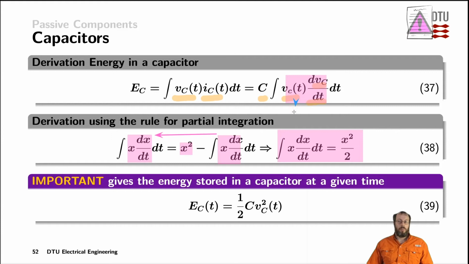Now replacing x with the voltage across a capacitor, and the derivative of the voltage replaces the derivative of x, we can rewrite the x squared divided by 2 with the voltage squared divided by a factor of 2. And originally we had the capacitance outside the integral, so that one stays here. And therefore we have the final equation for the energy stored in a capacitor at a given time.